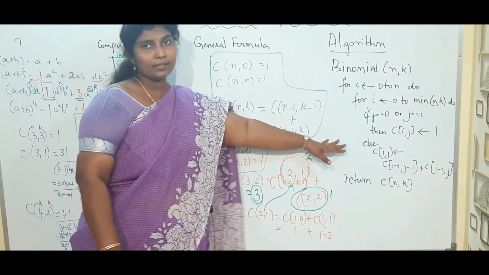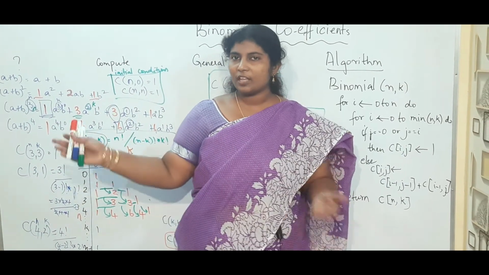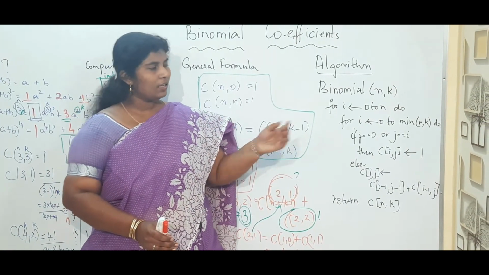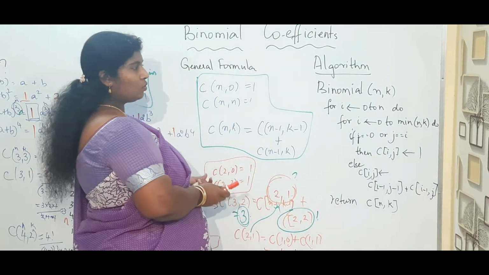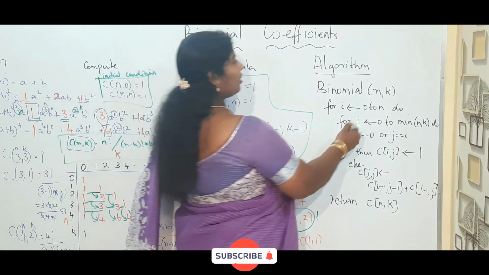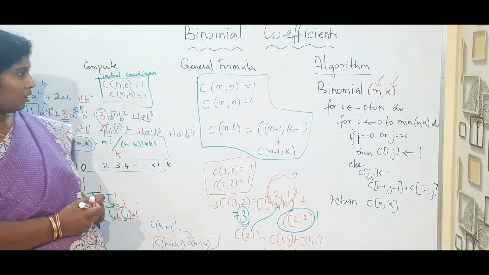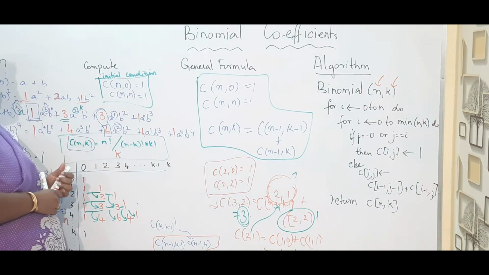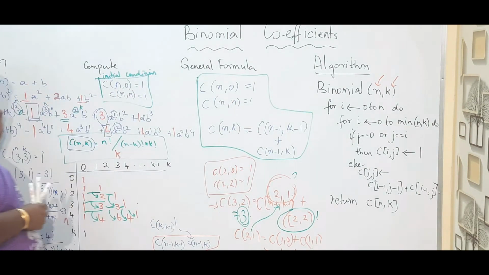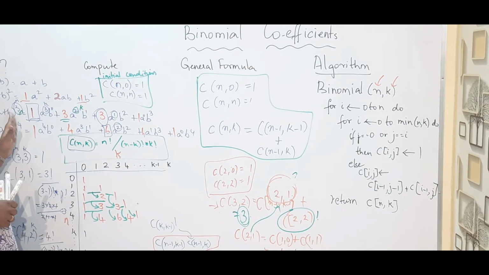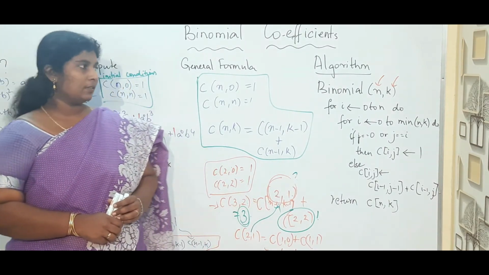Now the simplest, easiest part is writing an algorithm. If you have understood so far, it is very easy for us to write this algorithm too. This algorithm has two inputs which have to be given, that is the value of n and the value of k. You know what n and k are: the expression is raised to the power n, and the part we are going to look into is k's value.